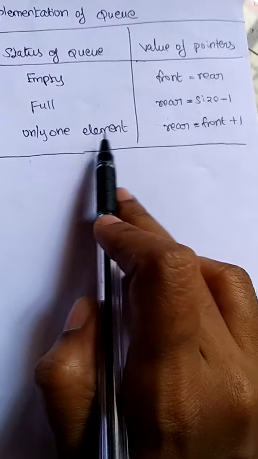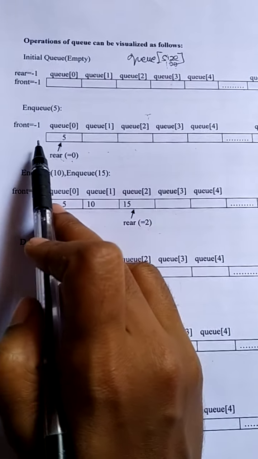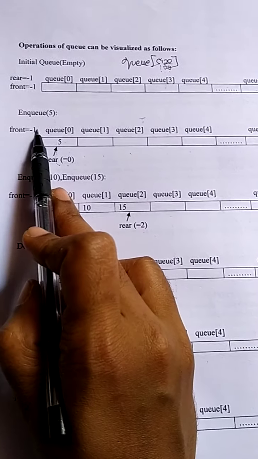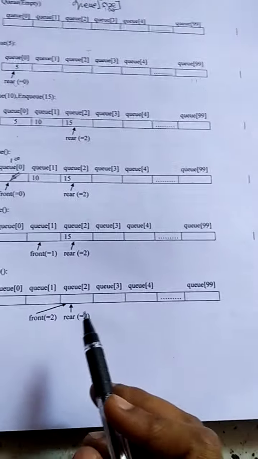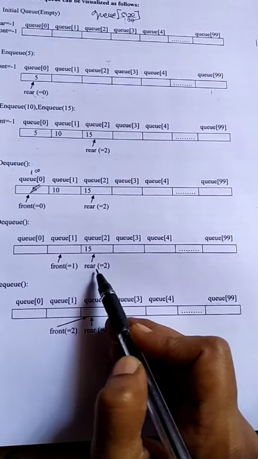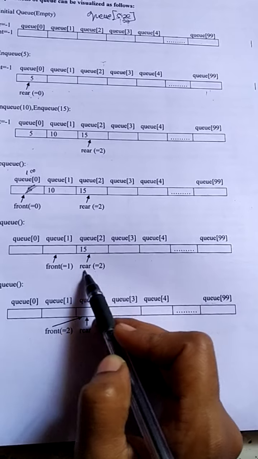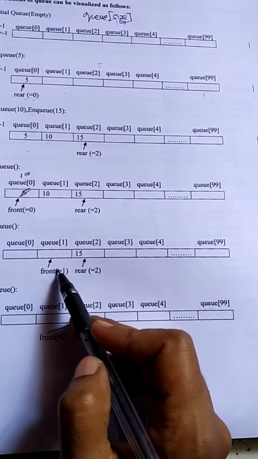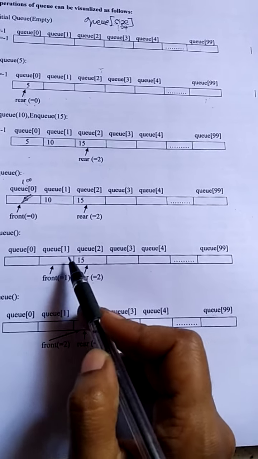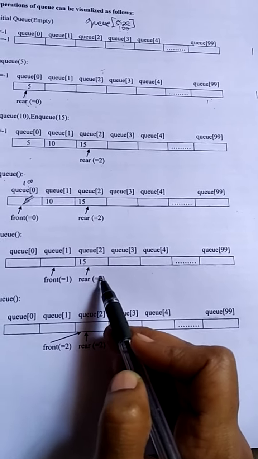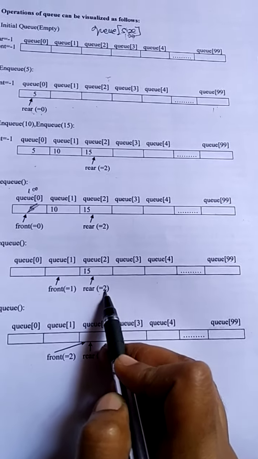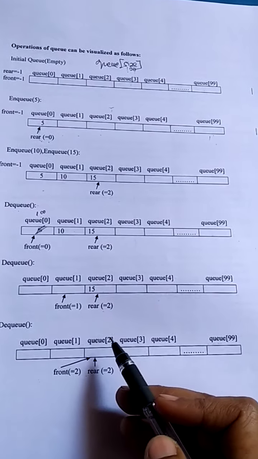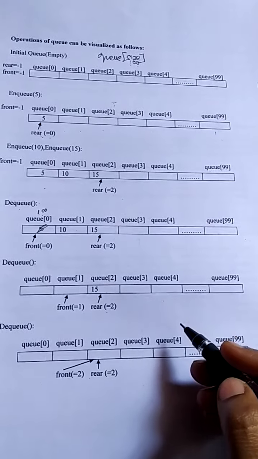When it has only one element, rear equals front plus 1. Here it has only one element. At that time you see the rear value is front plus 1: minus 1 plus 1 is 0. Similarly, here also I have only one item. Here rear equals front plus 1, that is rear equal to 2, because front plus 1 means 1 plus 1, 2. So whenever you have only one element in the queue, the status of the pointers will be rear equal to front plus 1. Are you clear? Using these conditions, you are going to implement the queue using C programming.